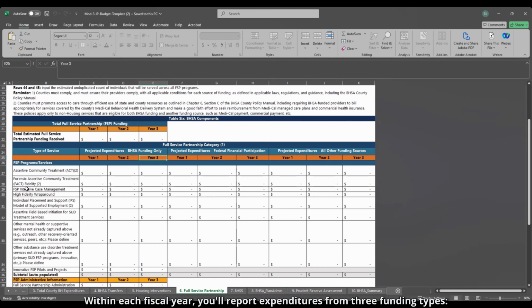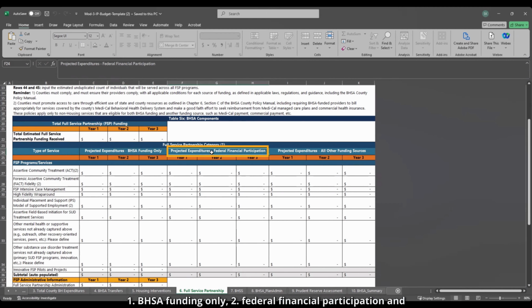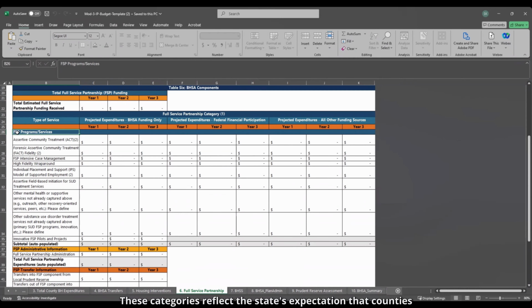Within each fiscal year, you'll report expenditures from 3 funding types: 1. BHSA funding only, 2. Federal financial participation, and 3. All other funding sources, including Medi-Cal and other federal or local contributions. For each fiscal year and funding type, counties will distribute funds across the FSP program models. These categories reflect the state's expectation that counties support evidence-based, community-integrated models of care.